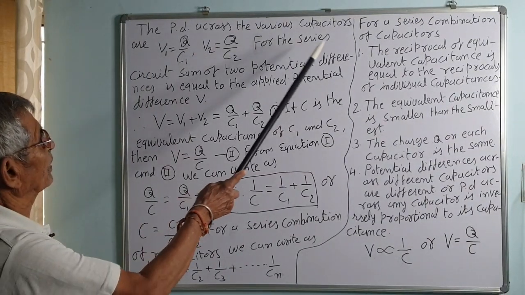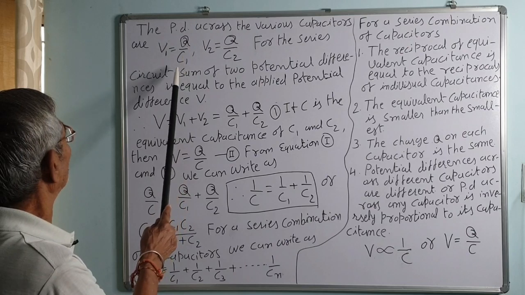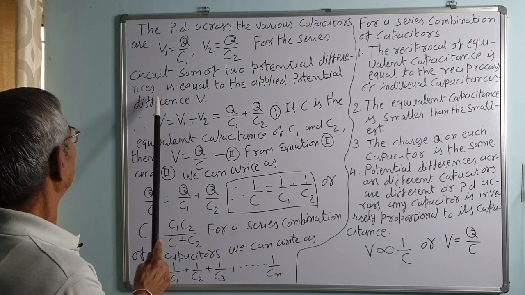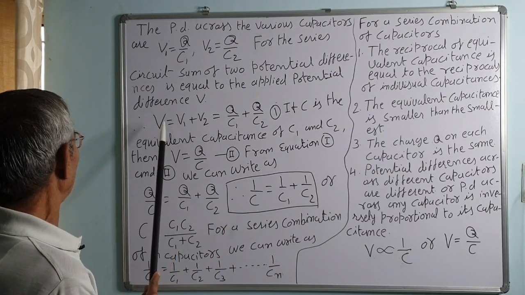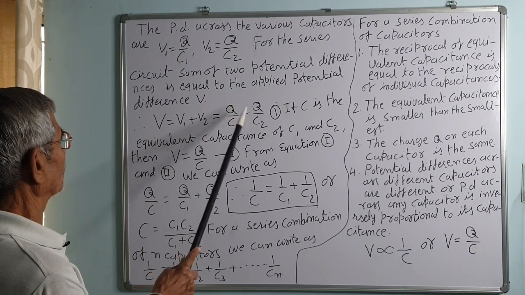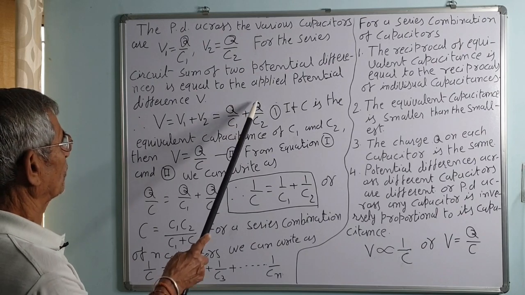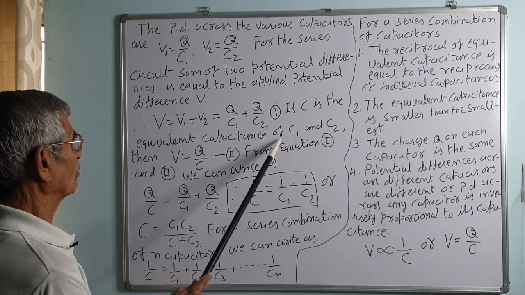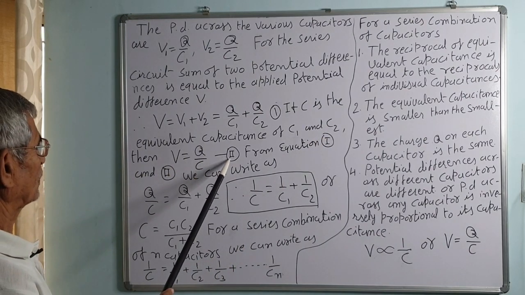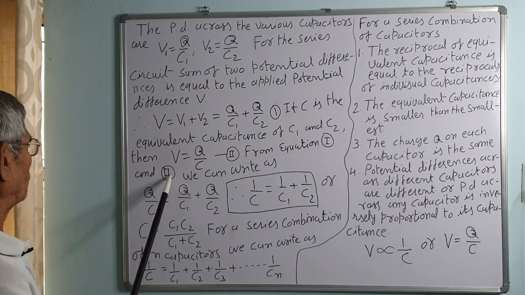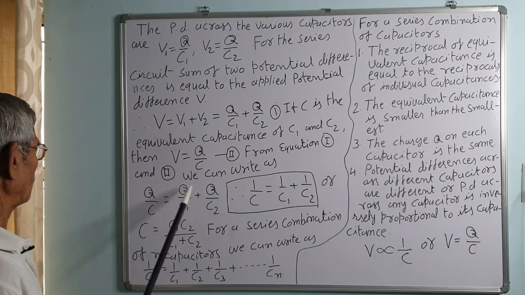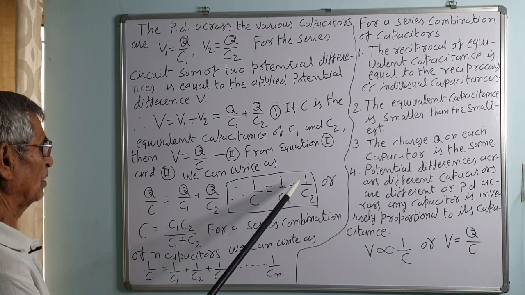The potential differences across the various capacitors are V1 is equal to Q upon C1, V2 is equal to Q upon C2. For the series circuit, the sum of the two potential differences is equal to the applied potential difference V. Therefore, V is equal to V1 plus V2. The V1 is equal to Q upon C1, V2 is equal to Q upon C2. So, that is equal to Q upon C1 plus Q upon C2. If C is the equivalent capacitance of C1 and C2, then V is equal to Q upon C. That is equation 2. From equation 1 and 2, we can write Q upon C is equal to Q upon C1 plus Q upon C2. That is, Q is common, that is 1 upon C is equal to 1 upon C1 plus 1 upon C2.